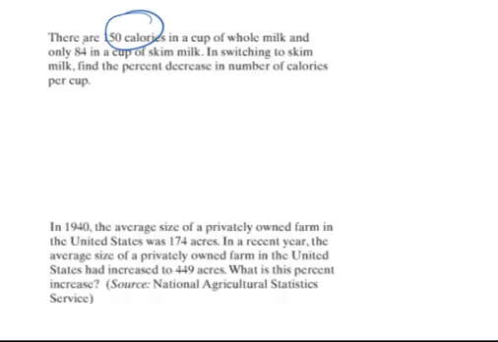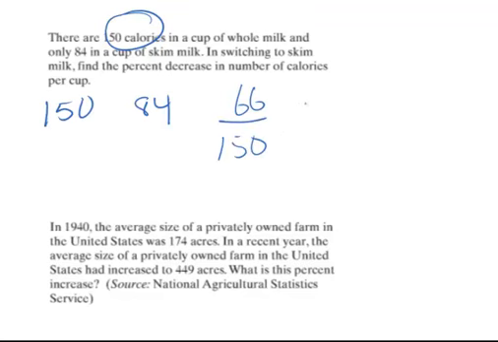When we were drinking whole milk, we were consuming 150 calories. We switched to skim milk and we went down to 84. So how many calories did we save? Well, let's subtract 150 minus 84. We saved 66 calories. So now remember, I take that number 66 and I'm going to divide it by 150. I'm coming up with 0.44 or 44%.